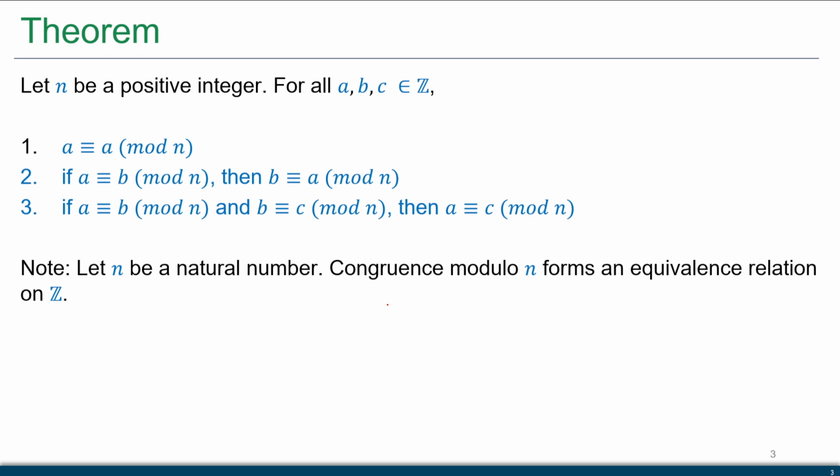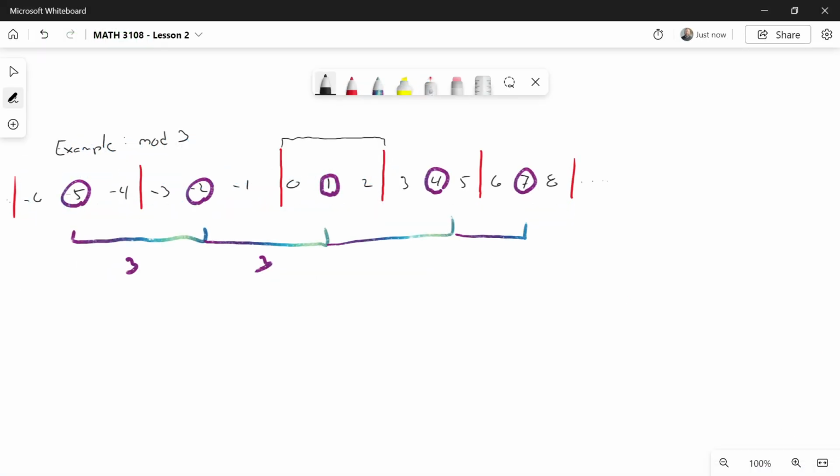If A is congruent to B mod n, then B is congruent to A mod n, which again makes sense because if I'm looking at this from my whiteboard here, if I'm looking specifically at, say, 1 and 4, well, I can say 1 is 3 units to the right to get to 4, or 4 is 3 units to the left to get to 1. It doesn't really matter which direction I'm going to.